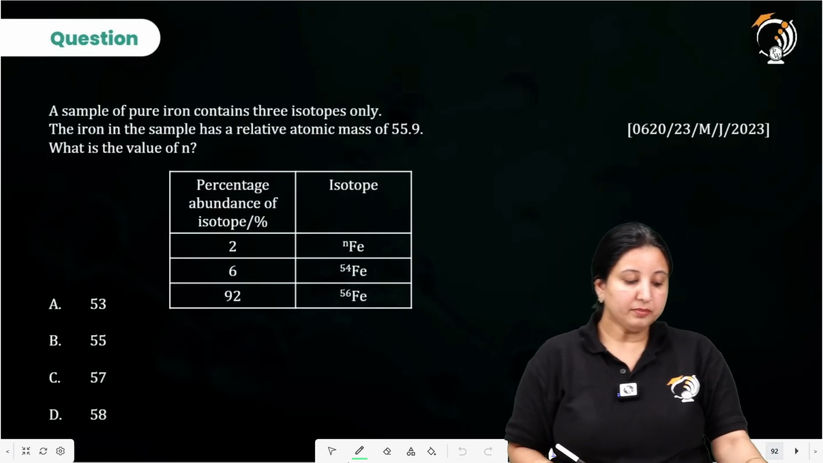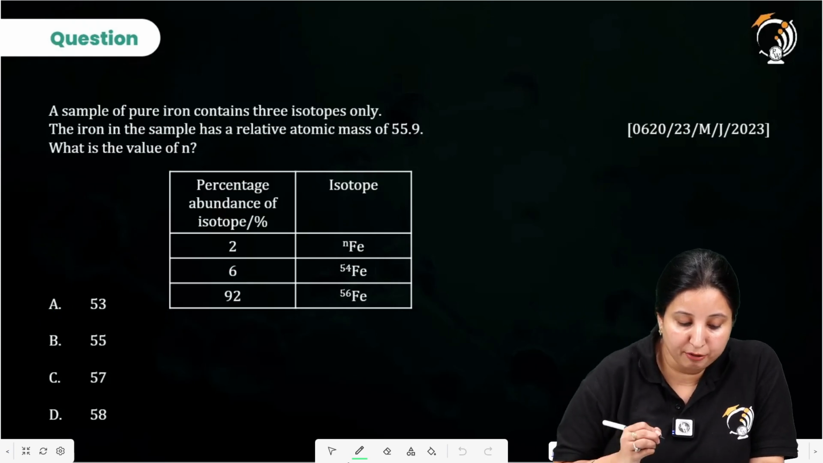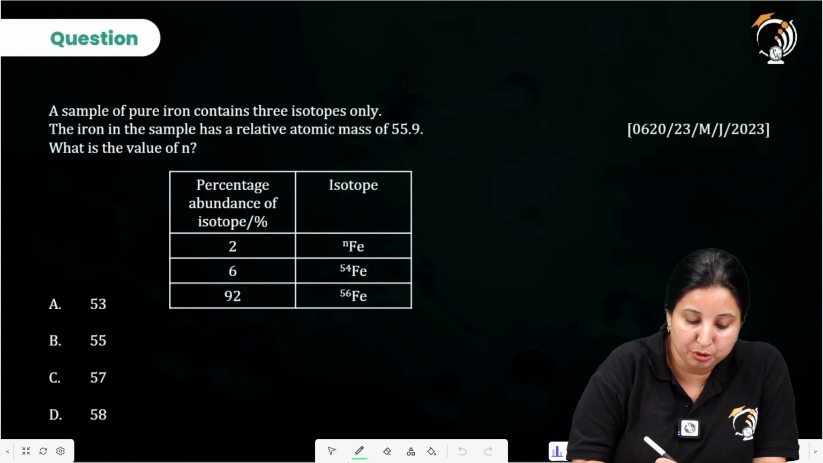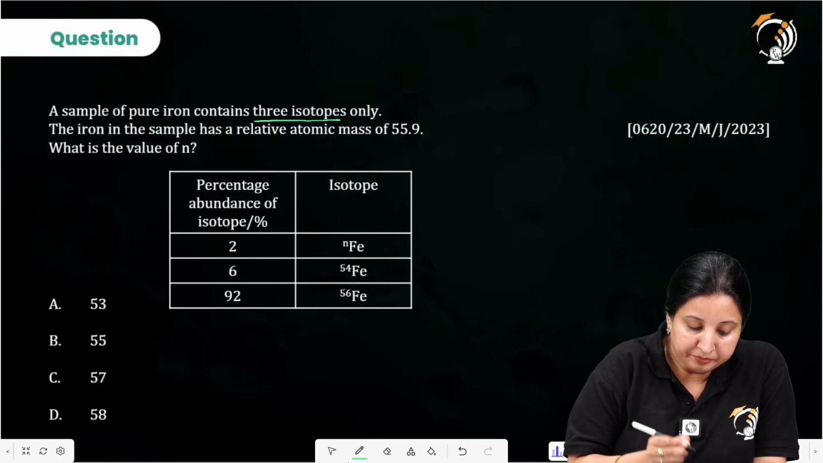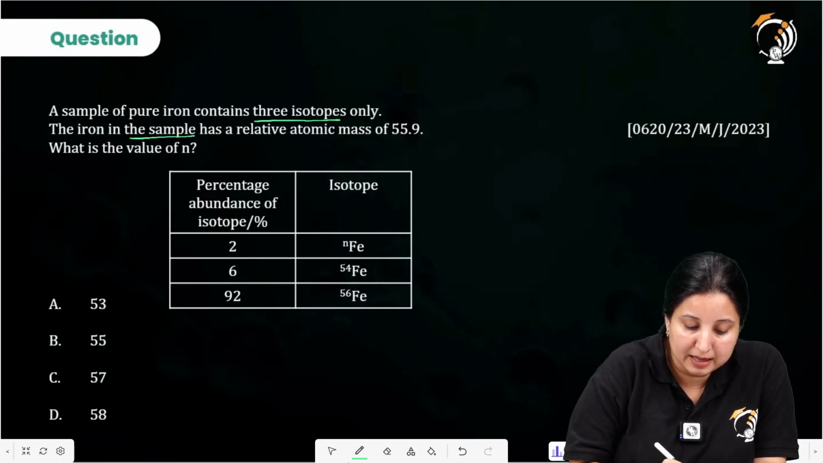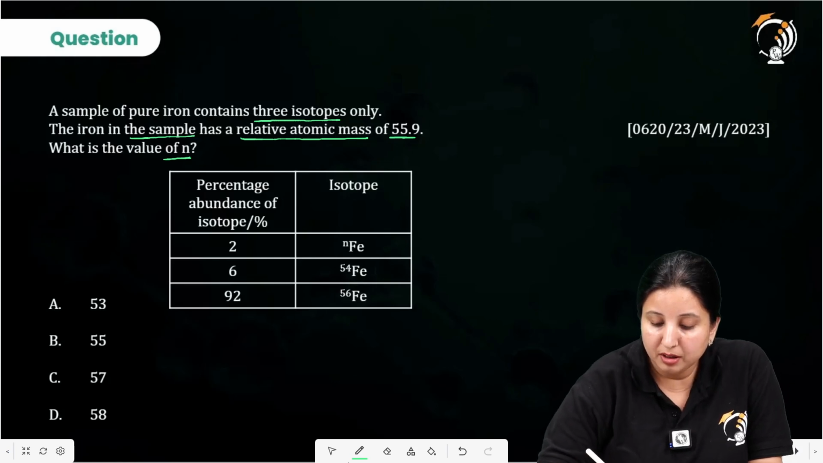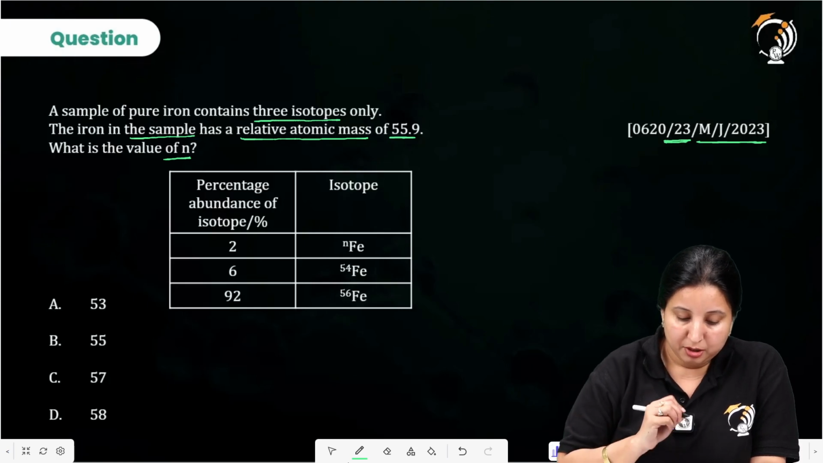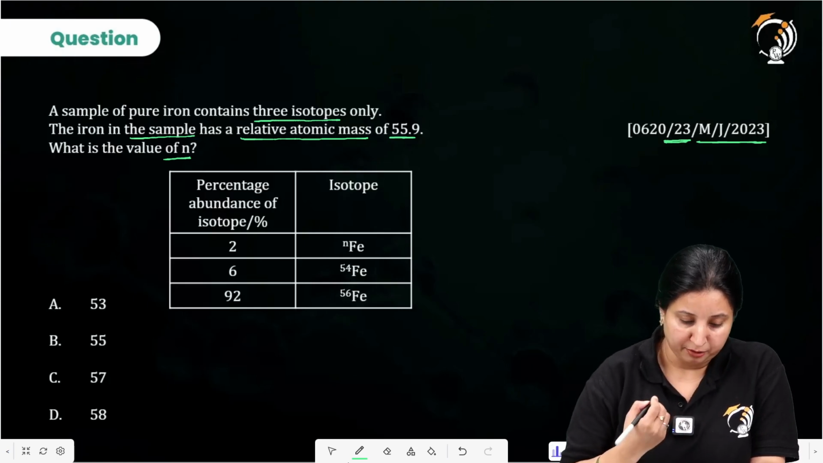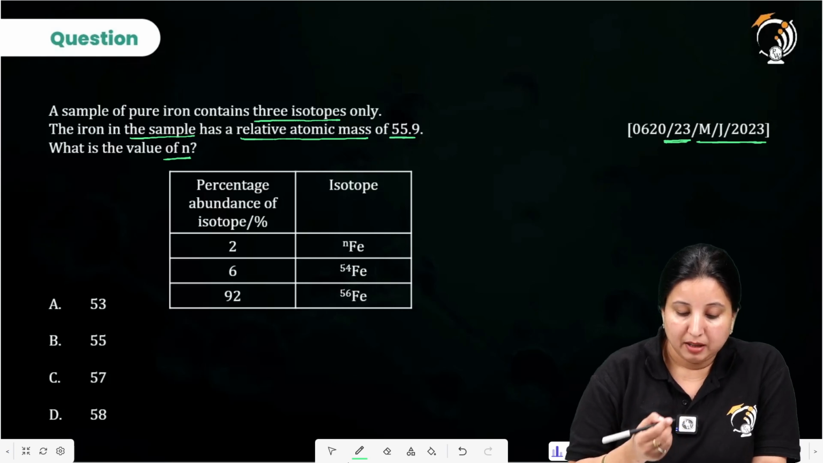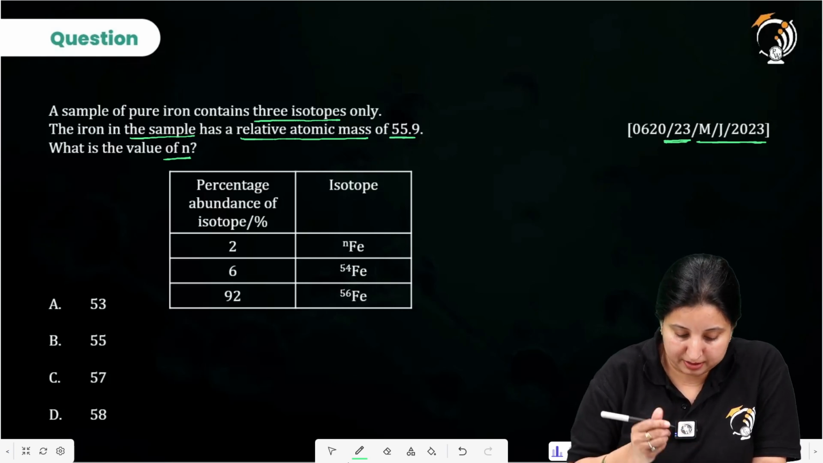Next, a sample of pure iron contains 3 isotopes only. The iron in the sample has a relative atomic mass of 55.9. What is the value of N? And look, this question is from the variant 23, May-June 2023 year. So basically you have to find out the N value and we are given with the relative atomic mass.